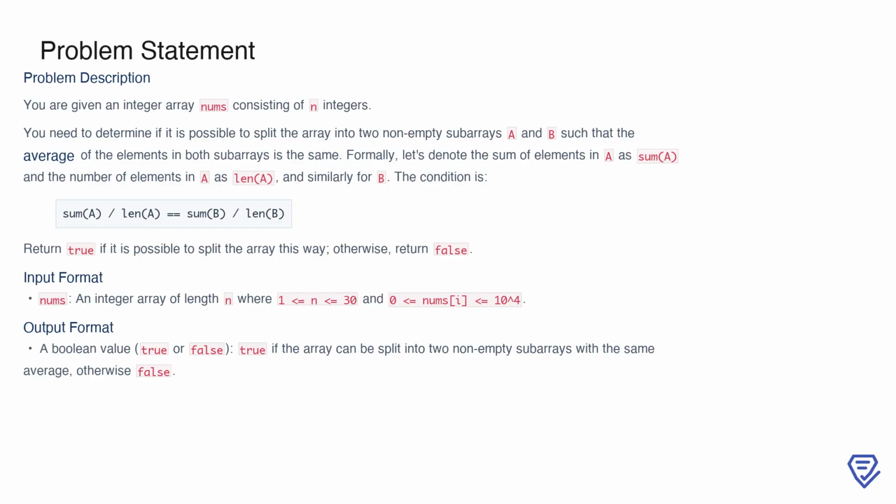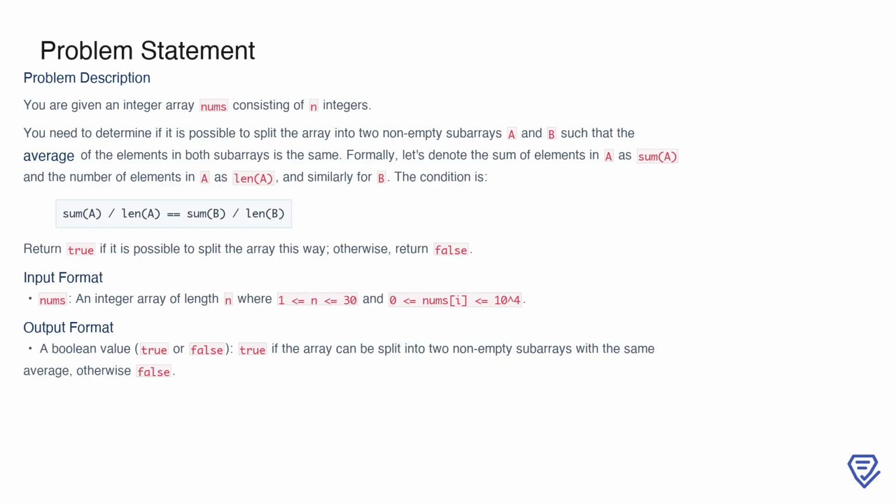For the condition to hold, the equation sum A / len A equals sum B / len B must be true, where sum A and len A represent the sum and number of elements in subarray A, and similarly for B. If it's possible to make this split, we return true, otherwise, we return false.